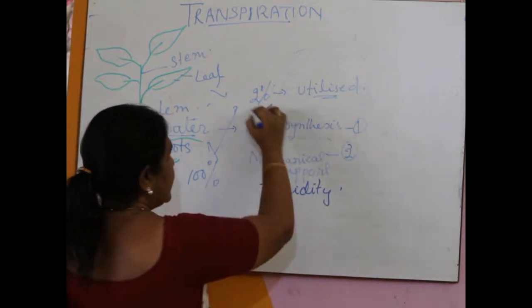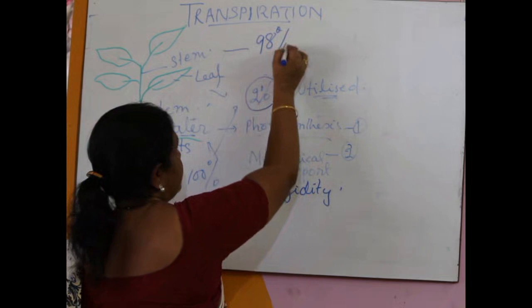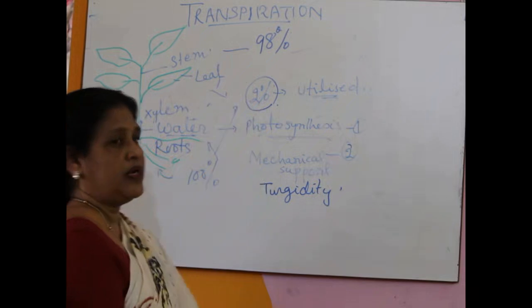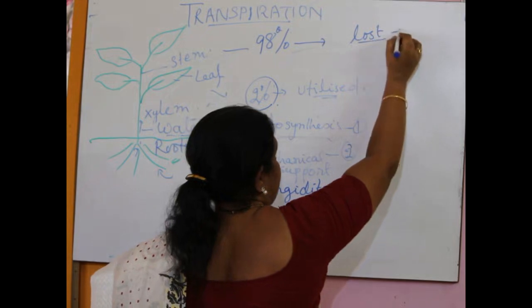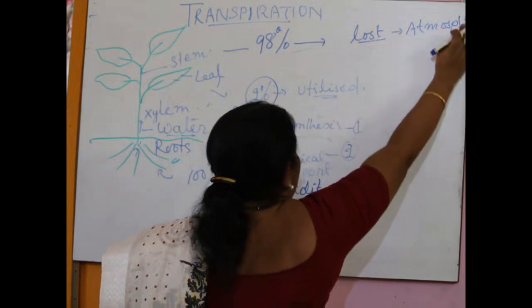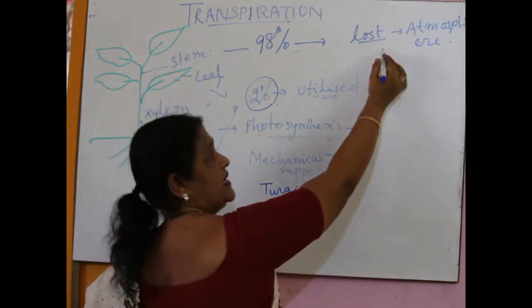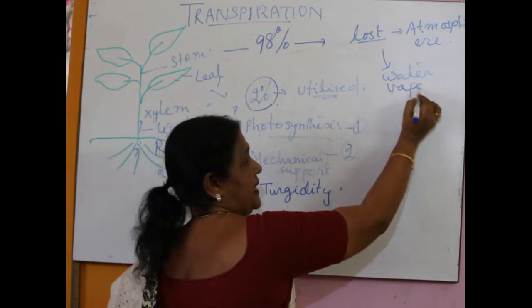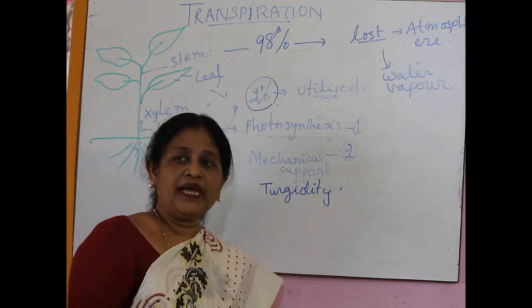But this 2% that is utilized by the plant, what happens to the rest? 98% of the water that is absorbed by the plant is lost into the atmosphere. It is lost in the form of water vapor. Am I clear?